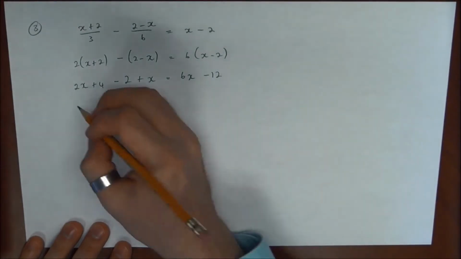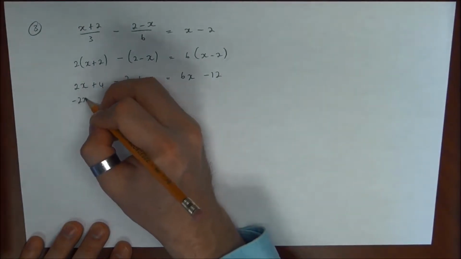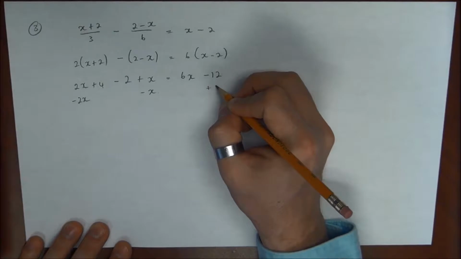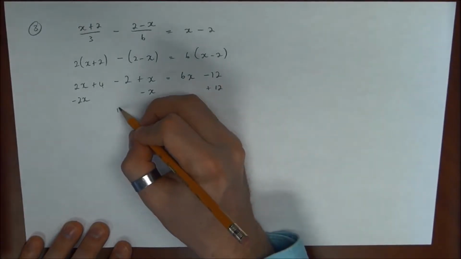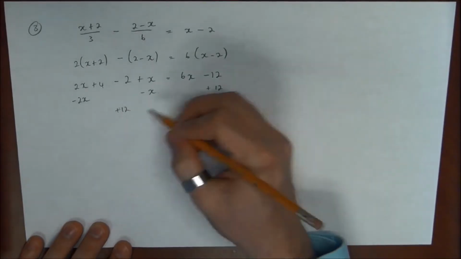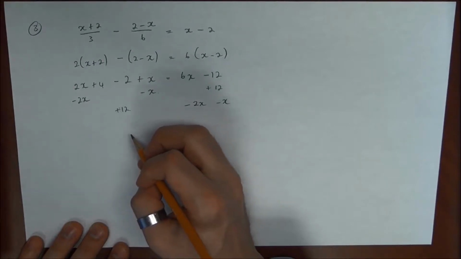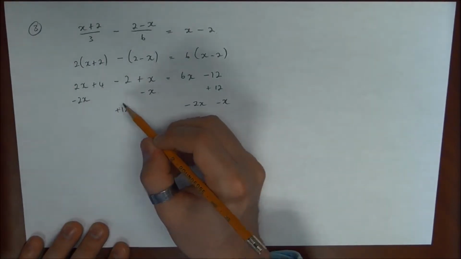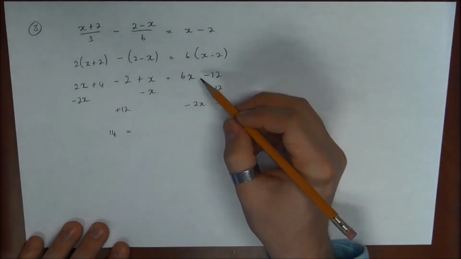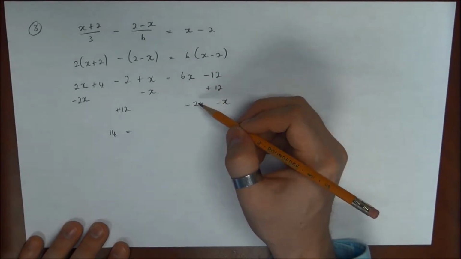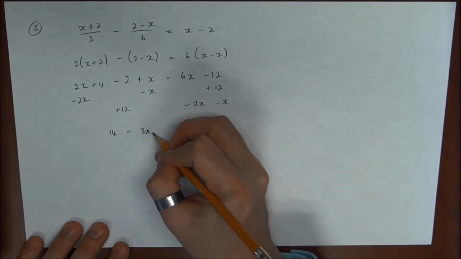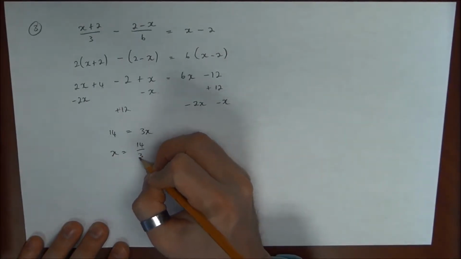Get all the x's, let's say, on one side by subtracting 2x and subtracting an x, and adding 12 on this side as well as on this side, minus 2x minus x. As long as I do it throughout on both sides, I get 4 plus 12 is 16 minus 12 is 14 equal to 6 minus 2 is 4 minus 1 is 3x. So x is equal to 14 over 3.